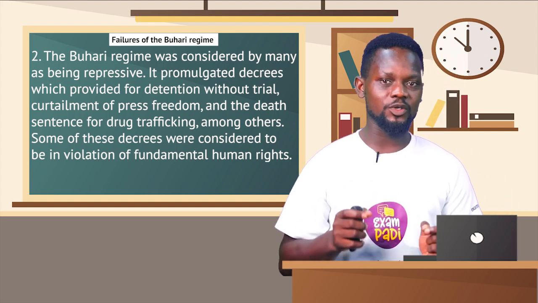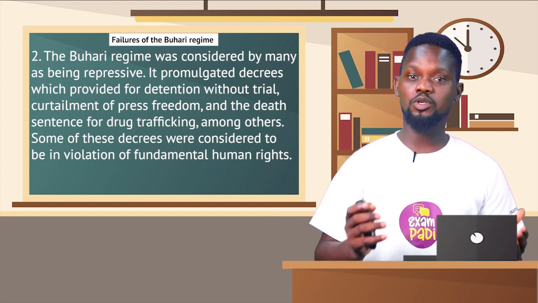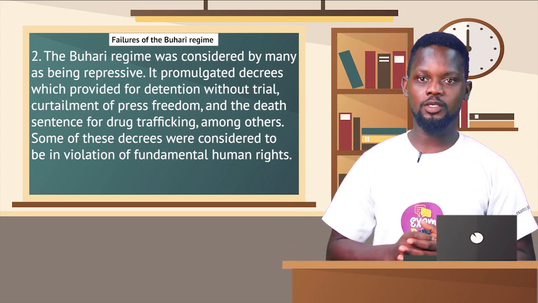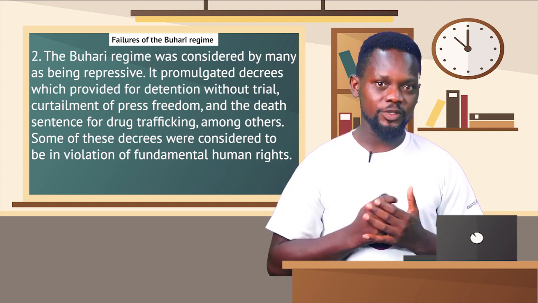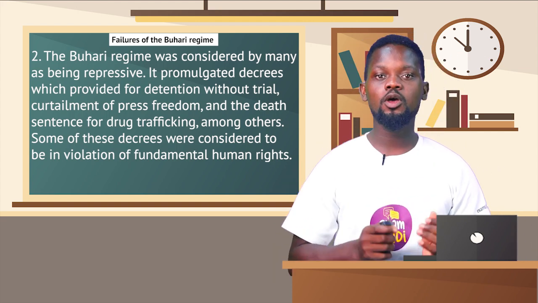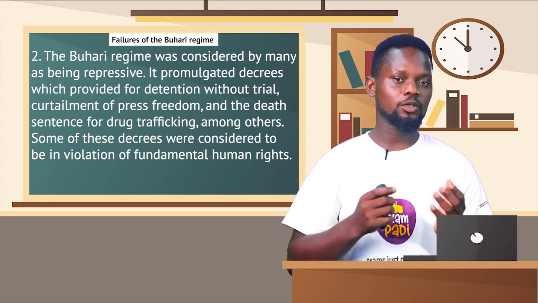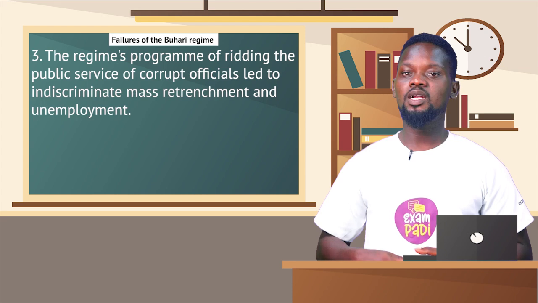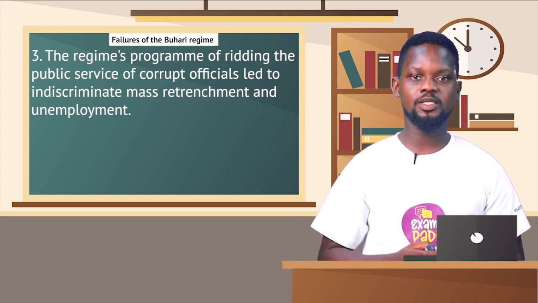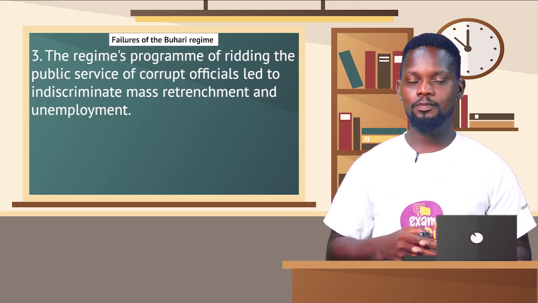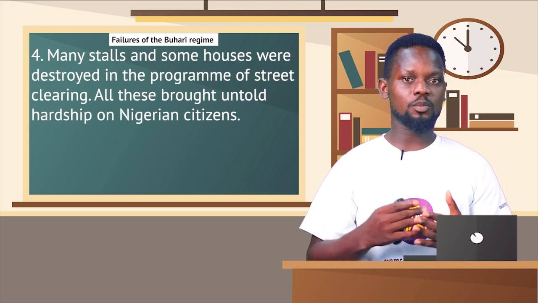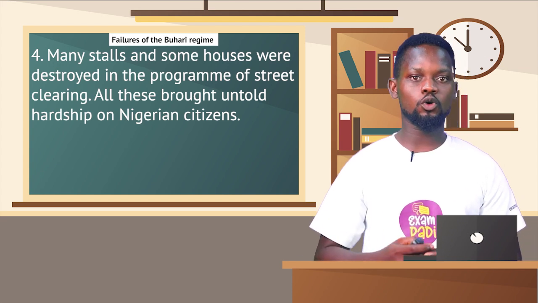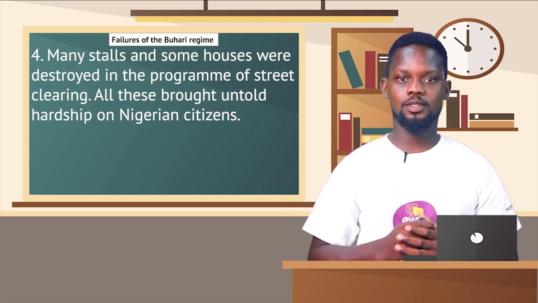It promulgated decrees which provided for detention without trial, curtailment of press freedom, and a death sentence for drug trafficking, among others. Some of these decrees were considered to be in violation of fundamental human rights. Number 3, the regime's program of ridding the public service of corrupt officials led to indiscriminate mass retrenchment and unemployment. Number 4, many stalls and some houses were destroyed in the program of street clearing. All these brought untold hardship on Nigerian citizens.